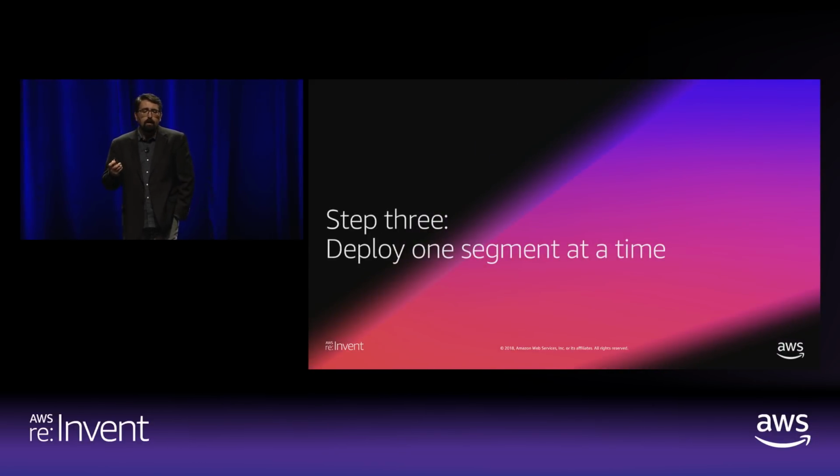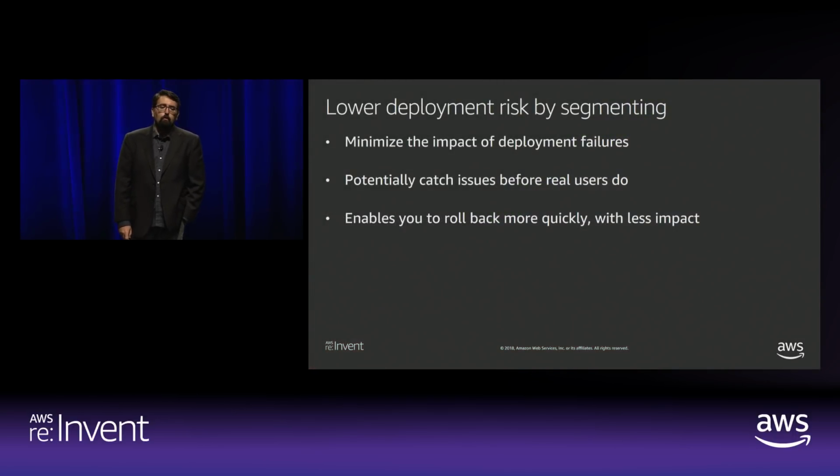So step 3, we want to segment how we deploy. We've shown you doing this in blue-green deployments, and we've shown you doing it in rolling deployments. We want to talk about how you actually do this via segmentation. So why segment?